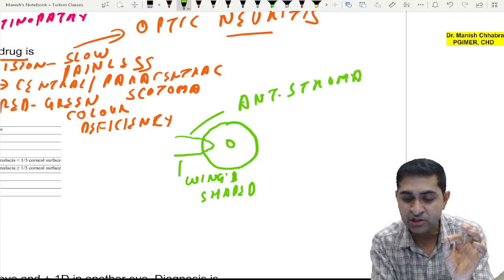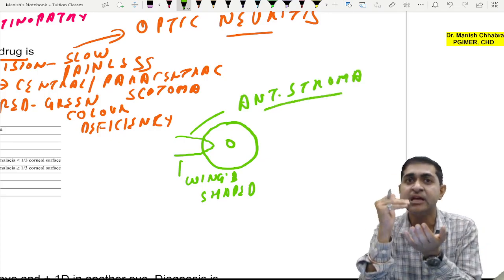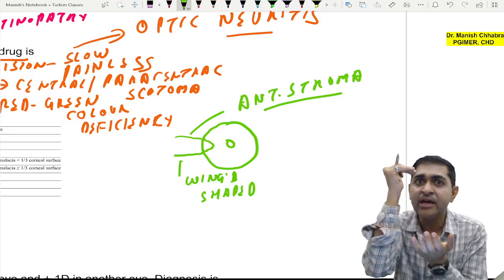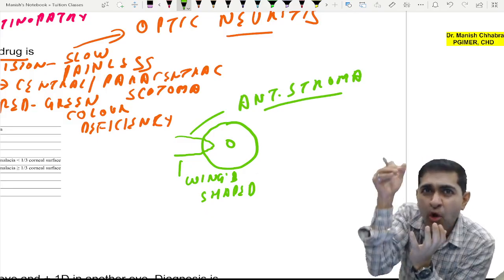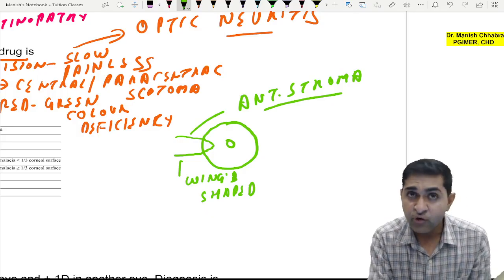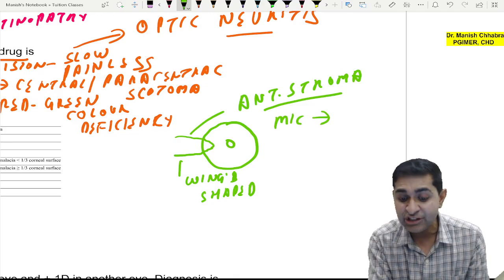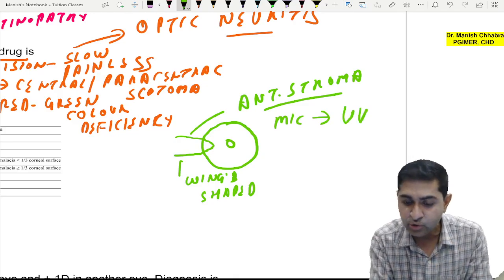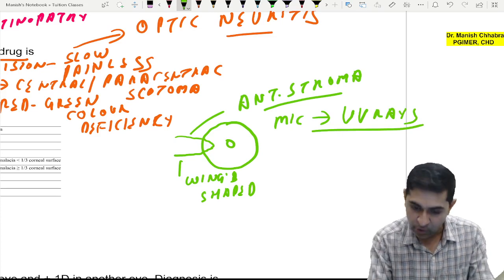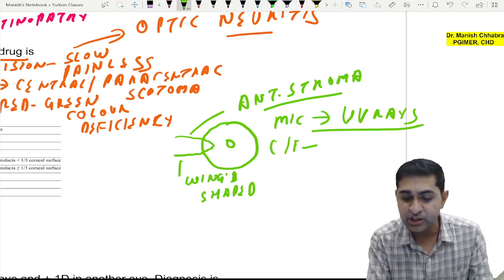This is your previous year question. Till what level does the pterygium actually go? Only till the anterior stroma. It won't go beyond that. Done. Now, what is the most common etiology of pterygium? Your previous year question. It is ultraviolet rays. Yes. Okay. What will be the clinical features?